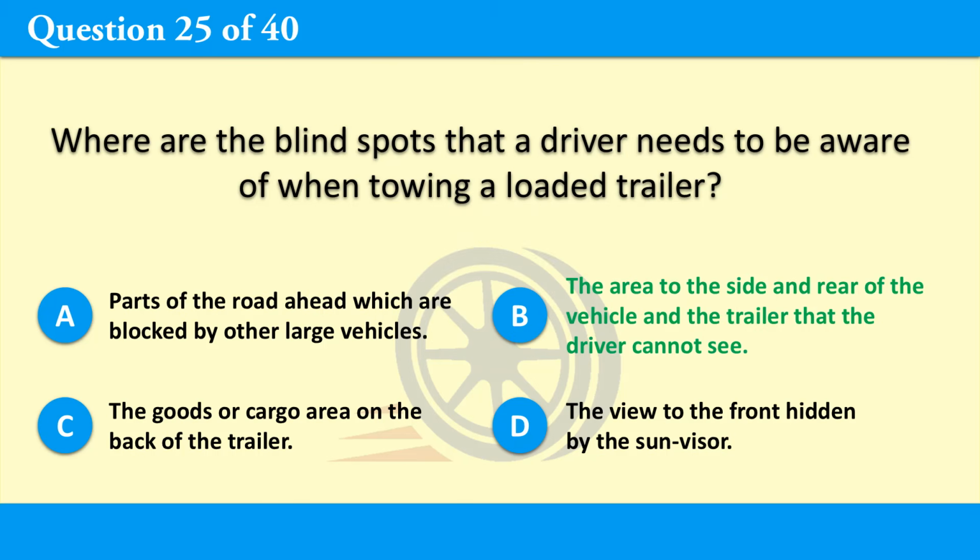Correct answer, B. The area to the side and rear of the vehicle and the trailer that the driver cannot see. Explanation: a blind spot is an area that a driver cannot see when looking forward or when looking in the mirrors. You should check your blind spots before changing direction or changing lane. The bigger the vehicle, the bigger the blind spots, and you should keep this in mind if you are driving behind a large vehicle, such as one towing a loaded trailer. In this situation, if you cannot see the towing vehicle's mirror, then the driver of that vehicle cannot see you.